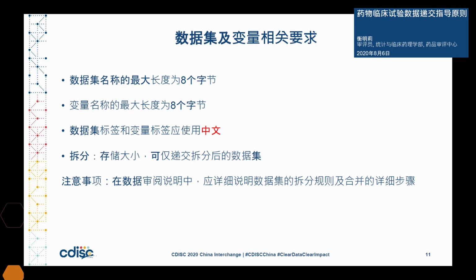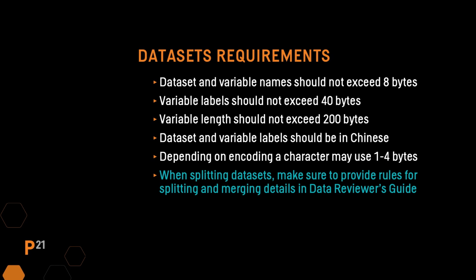The next slide looks at the dataset requirements. I don't think there's any surprises here. The requirements are based on the limitation of the CES export version 5 format. But let me go over them again. The dataset and variable names should not exceed 8 bytes. The variable labels should not exceed 40 bytes, while the variable length should not exceed 200 bytes. And of course, as I mentioned, dataset and variable labels are expected to be in Chinese.